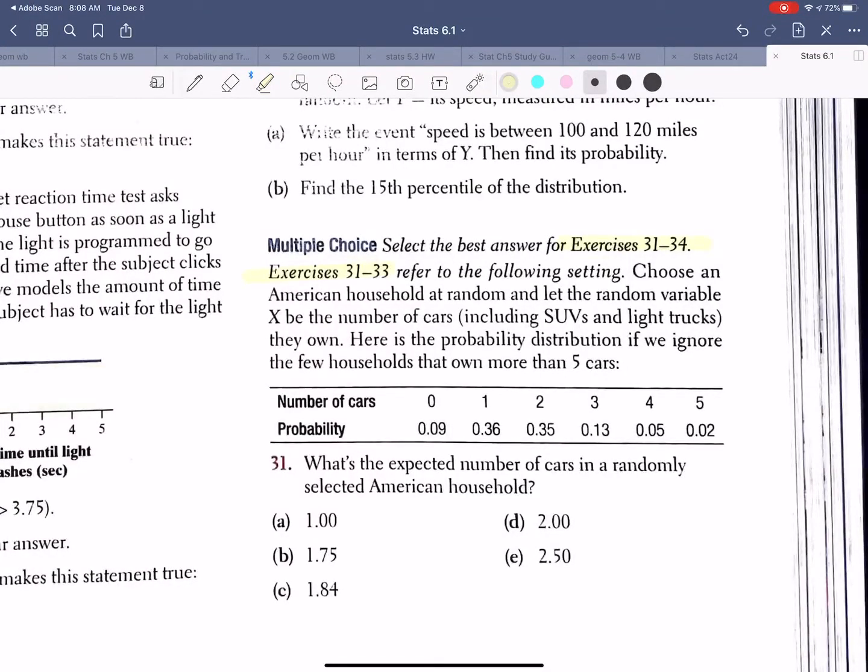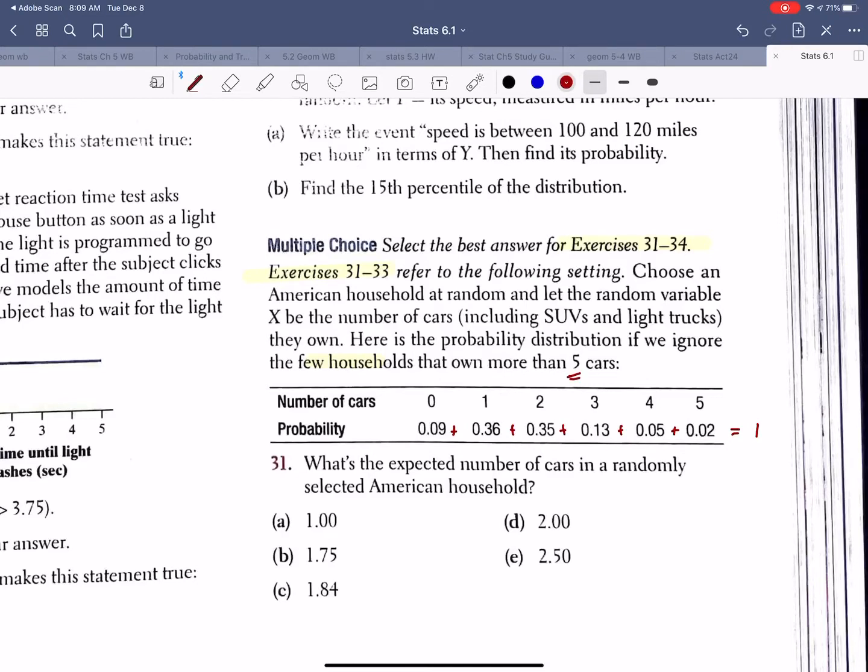It says choose an American household at random and let the random variable be the number of cars, including SUVs and light trucks, that they own. So here's the probability distribution if we ignore a few households. This has to add up to 1. I double checked it in my calculator before I hit record, and it did add up to 1. We're essentially saying it's infinitesimally small that it's more than 5.